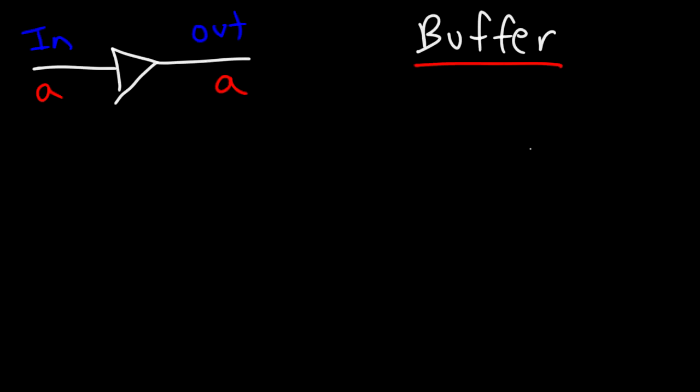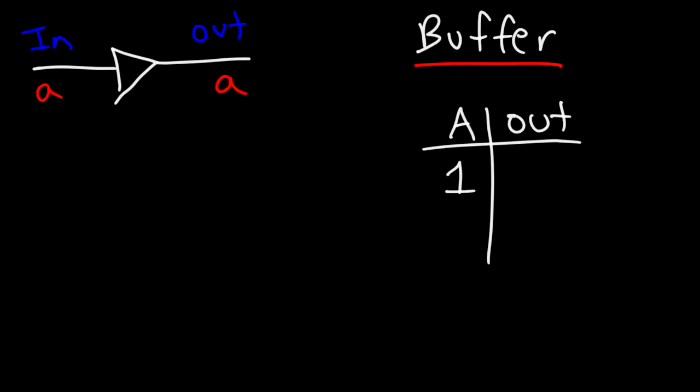So if we were to make a truth table with the input and the output, if the input is on, which means it has a binary number of 1, the output will also be in the on state. If the input is in the off state, which means it has a binary of 0, the output will have the same binary number of 0 as well.